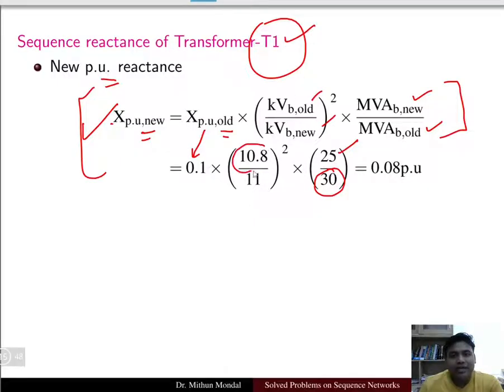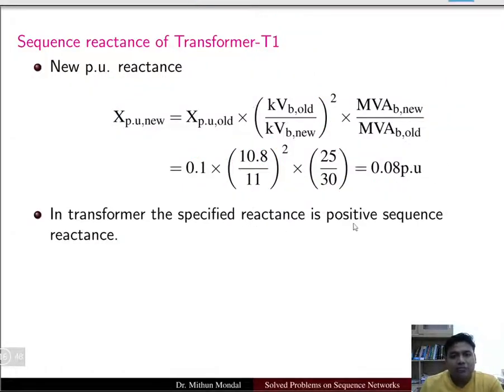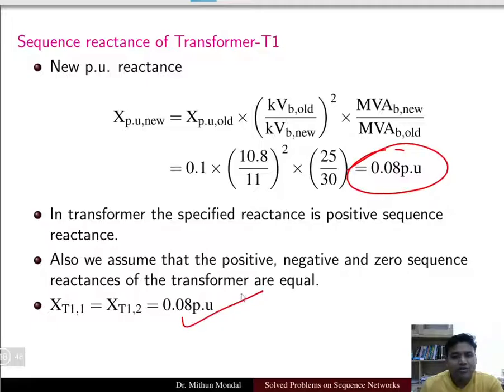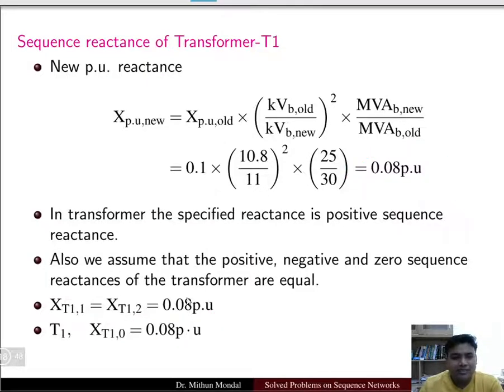Here 10.8 kV is basically the old system, whereas the new system will be taking 11 kV as the base voltage. So here we are getting 0.08 per unit. In a transformer, the specified reactance is always the positive sequence reactance. So we assume that the positive, negative and zero sequence reactances of the transformers are equal. Therefore, whatever we have calculated, 0.08, will be equal to the positive and negative sequence reactance, and the zero sequence reactance is also equal to them. In this way we can calculate the sequence reactance of transformer T1.